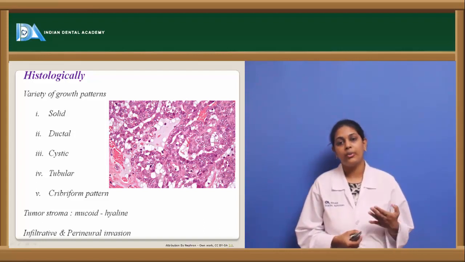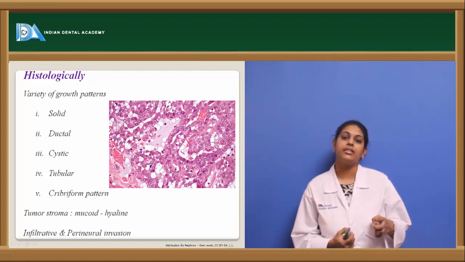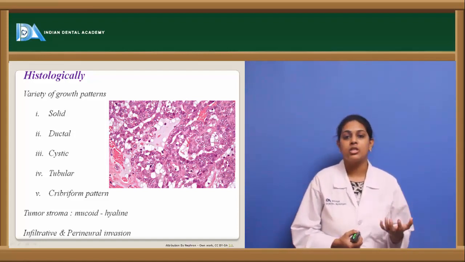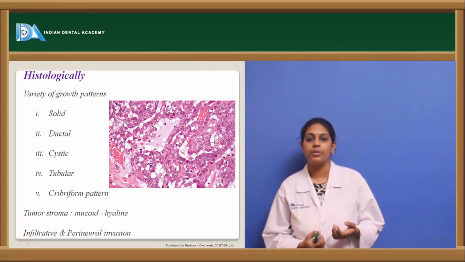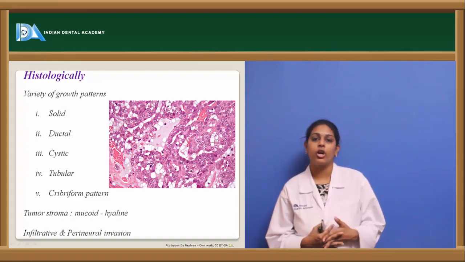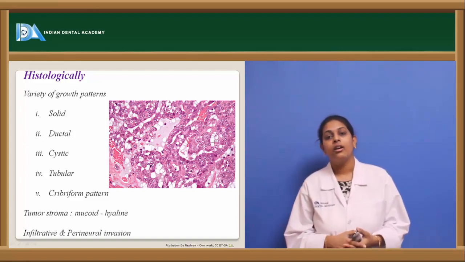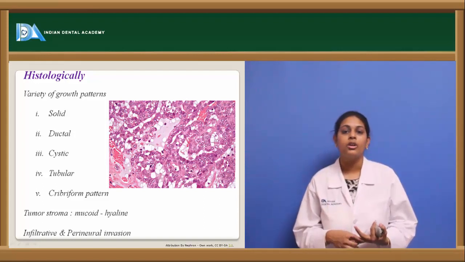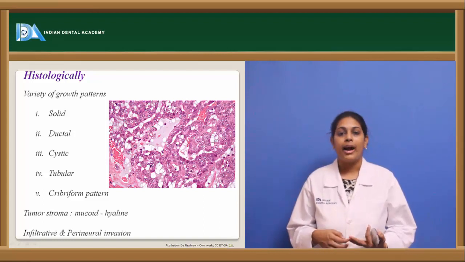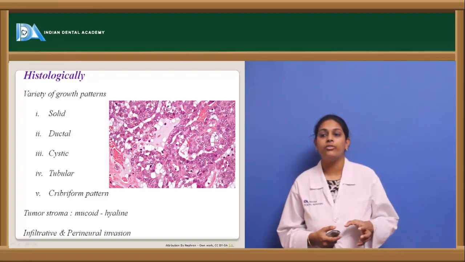And the tumor stroma, when we stain for specific stains, then we see that it stains positive for the mucoid tissue and shows a hyaline-like appearance can also be seen. Because of the fusion of the collagen tissue, it gives a hyalinized appearance. And usually we see that the characteristic feature of adenocarcinoma is it can infiltrate to the underlying tissue and result into a malignant form, and it can also invade into the perineural areas, showing a perineural kind of invasion.